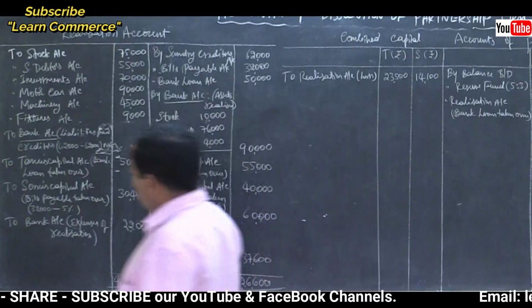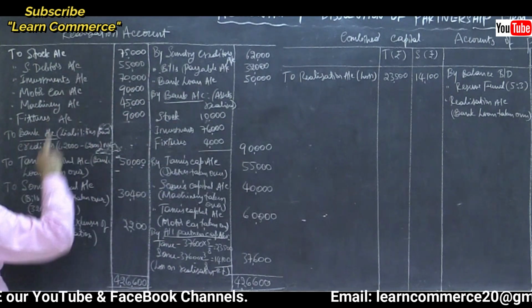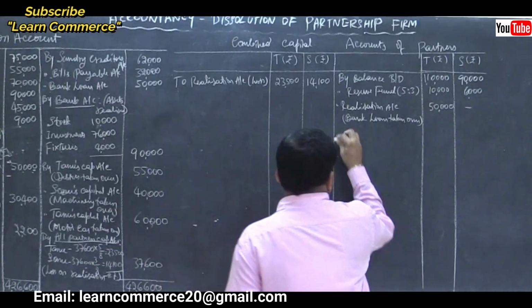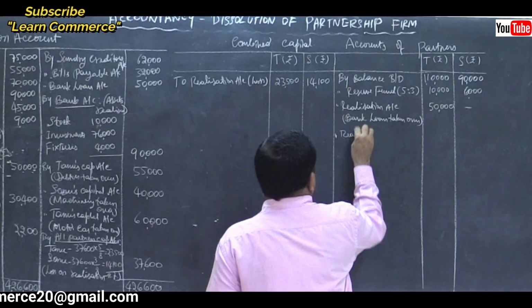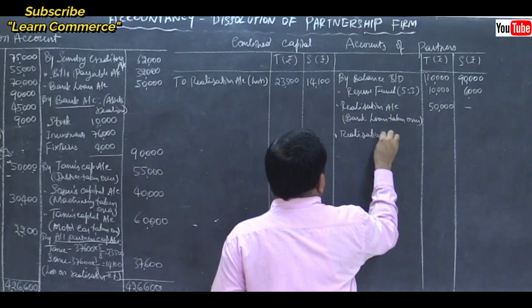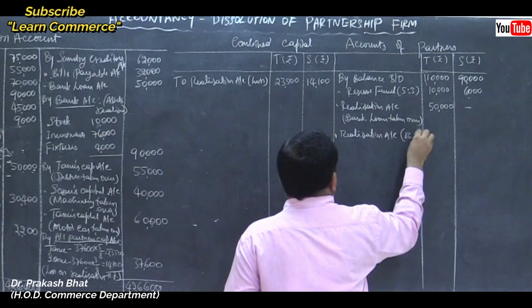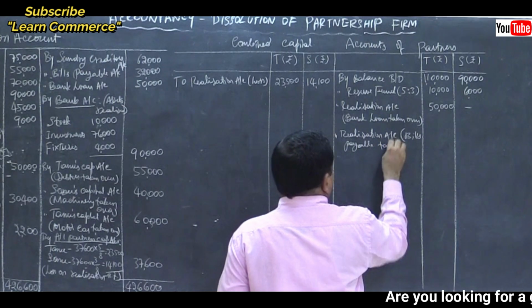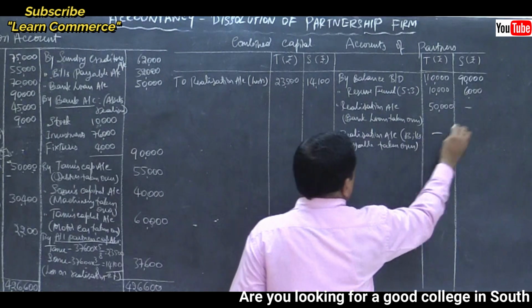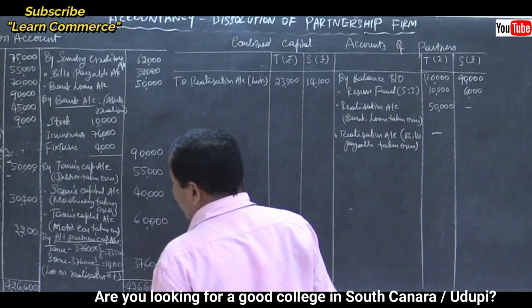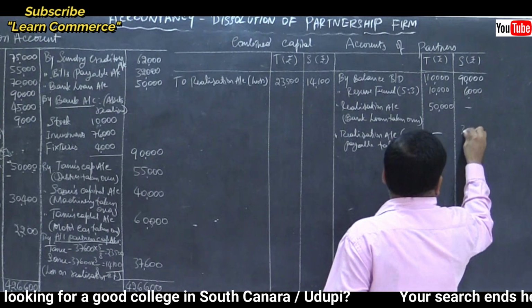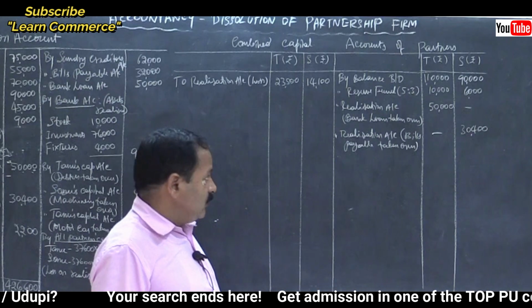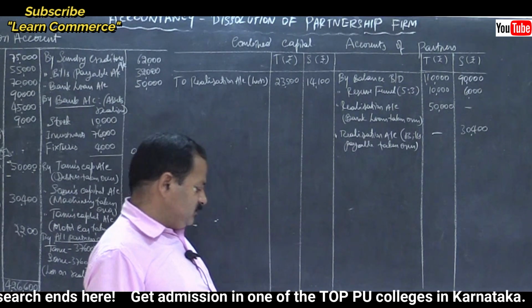Then one more entry is there. Realization account debtor to Sonu's capital account, bills payable taken over. Bills payable taken over in Sonu's capital account, right? How much is it? 30,400. Calculation is already done in realization account, so no need to show the calculations again. Then anything else?